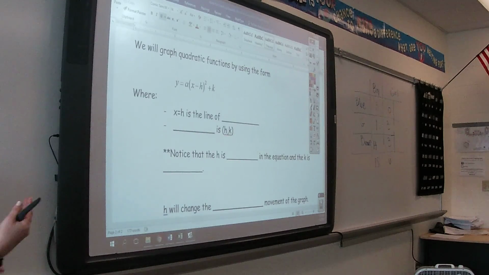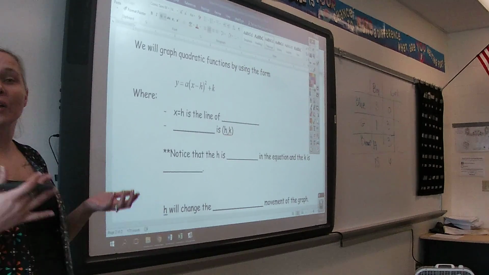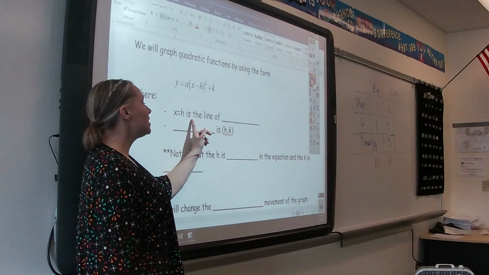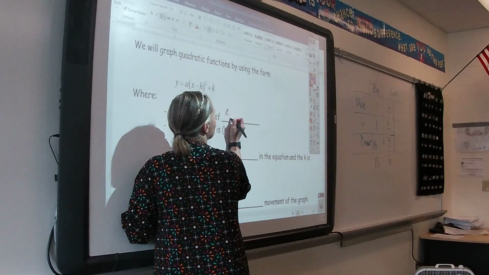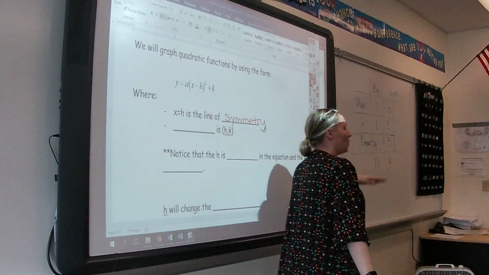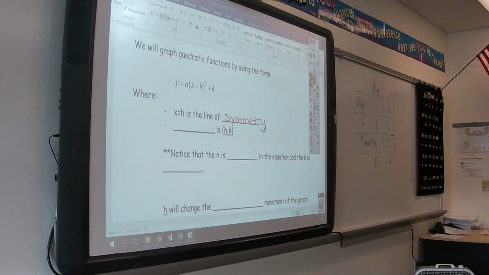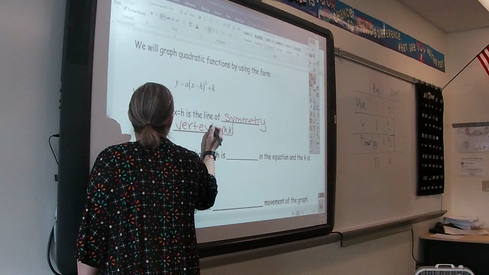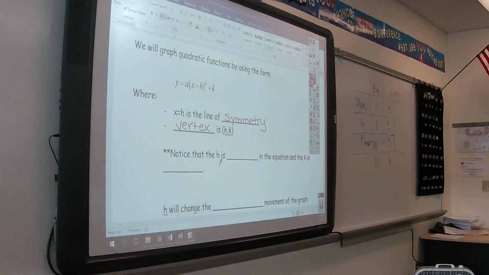When we are in this format, we can identify all of the key pieces that we need to be able to graph the quadratic. Okay, x equals h is going to be our line of symmetry, or our axis of symmetry. Okay, that's going to be what chops the parabola in half. Our vertex, which is the high or low point, we are going to be able to find by identifying h and k.